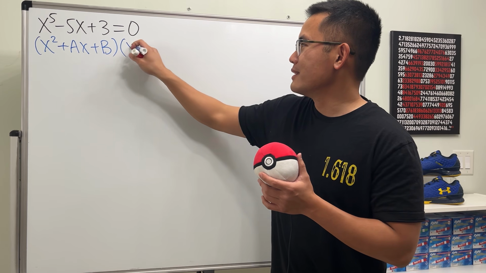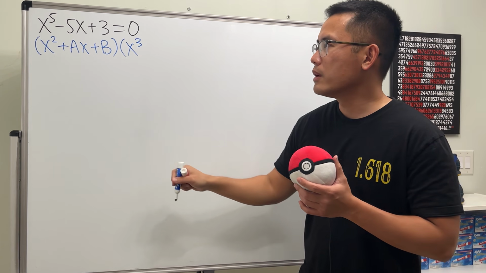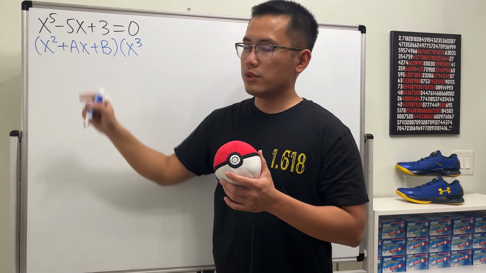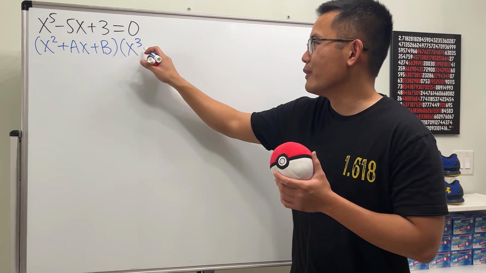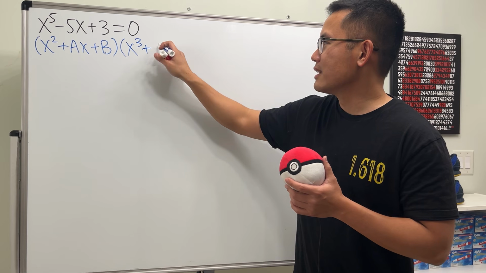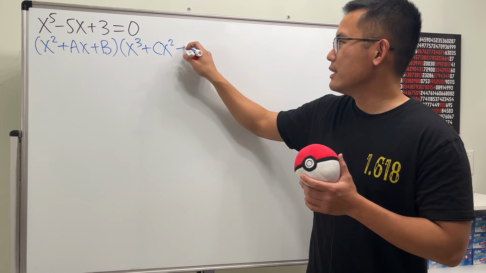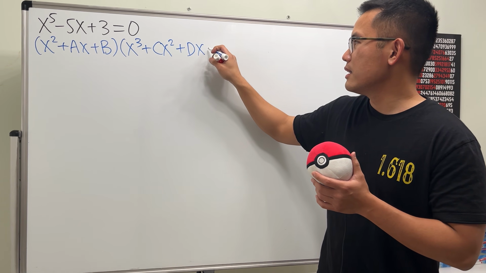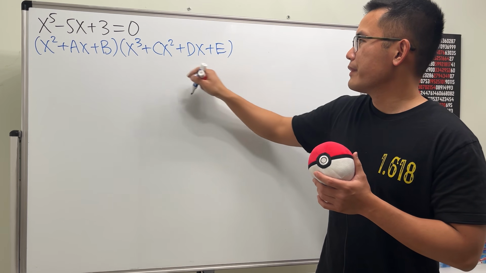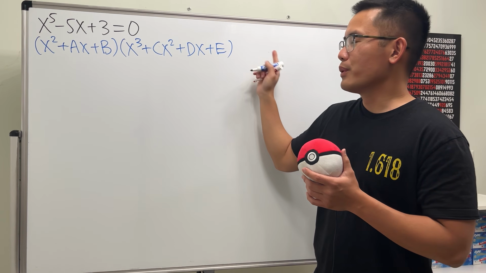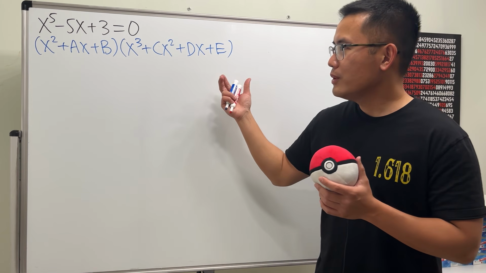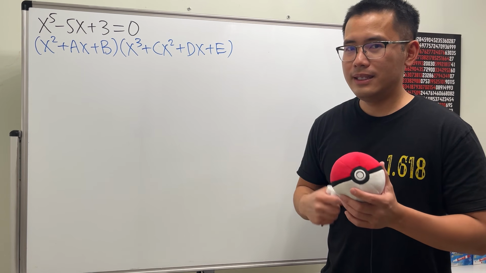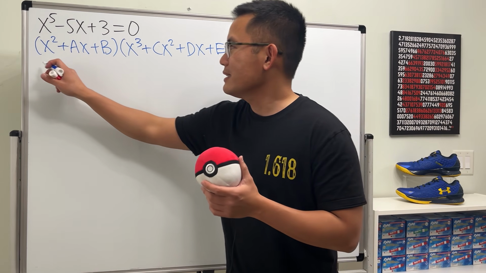And now let's put down the cubic, which is x to the third power. You see, this times that will give x to the fifth power. So that's good. But the rest right here, we don't know. So let's put on plus the next letter, which is c, x squared, and then the next letter, d, and then x, and then lastly plus e. And let's not put down the equal to 0 because what we have to do next is multiply this out and equate coefficients. So let's see how it goes.